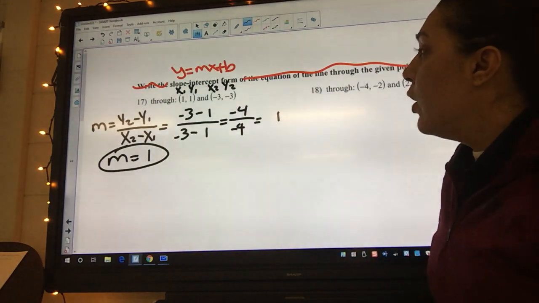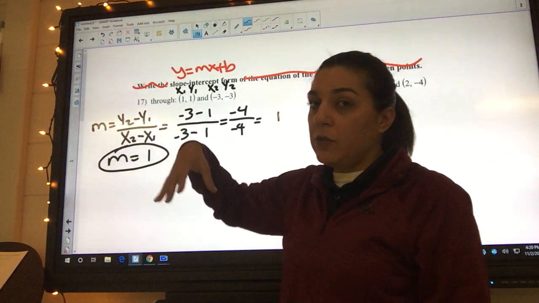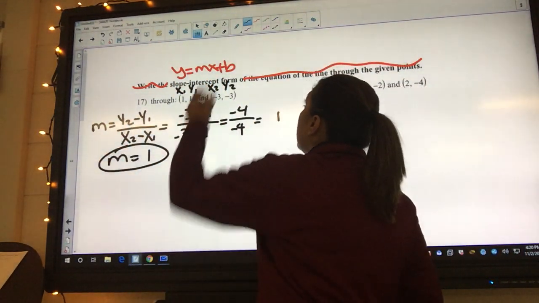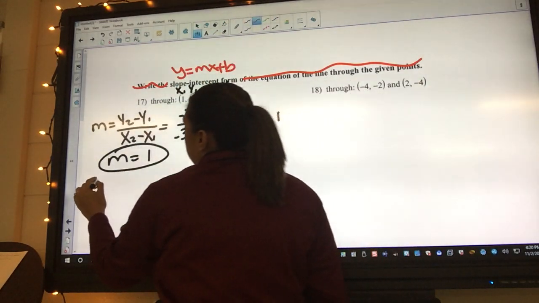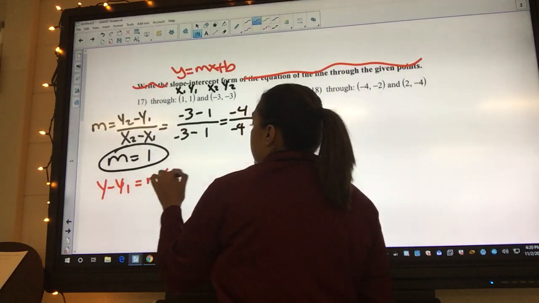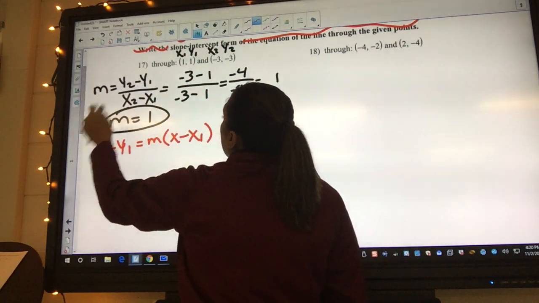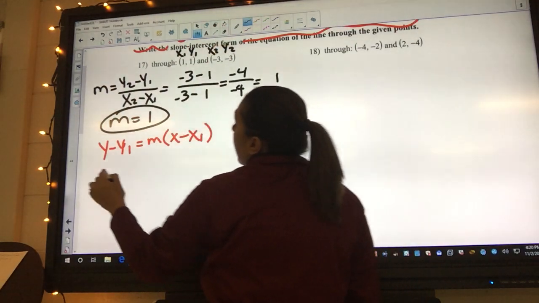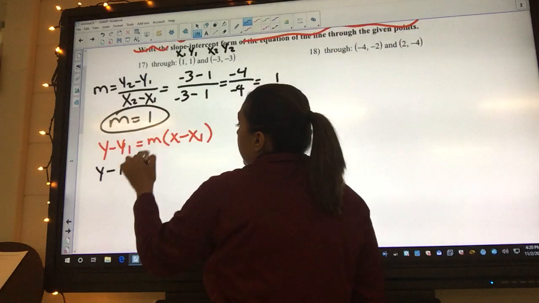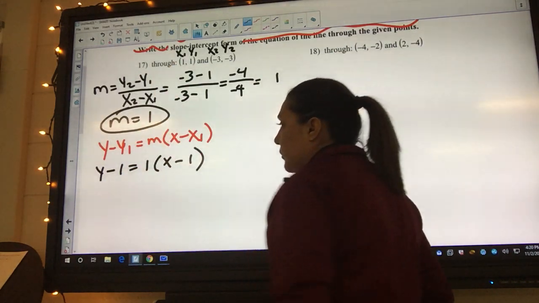So now we can say, well, I got points and now I have a slope. So now what can I use? I have points and a slope. Well, now I know it's in the title that I can use point slope. Okay, so I got y minus y1 equals m x minus x1. Okay, so I got y minus, my y1 is 1, my m is 1, x minus, and my x1 is 1.